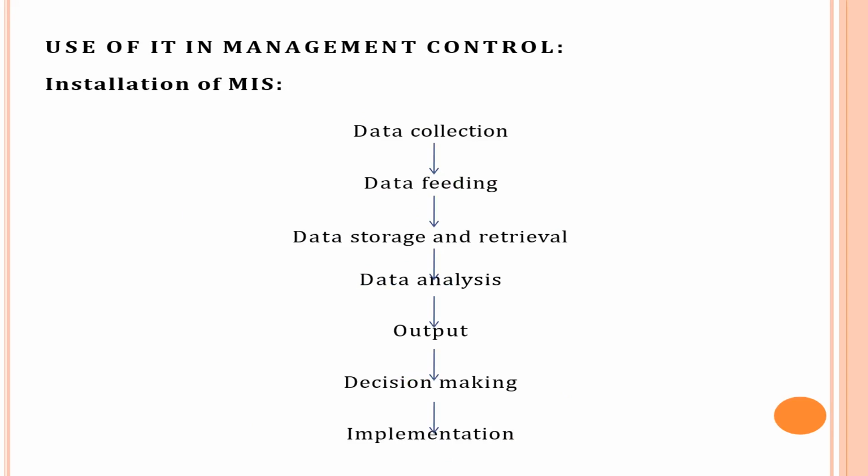Installation of MIS, data collection, data feeding, data storage and retrieval, analysis of the data output, decision making, implementation. This is the simple process. So input you are getting, analyze the input, categorize the input, store the input, get feedback about the input, take decisions and implement.